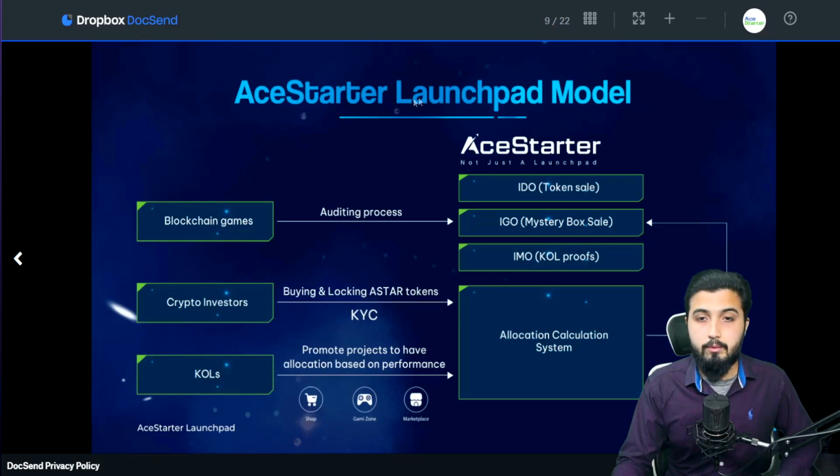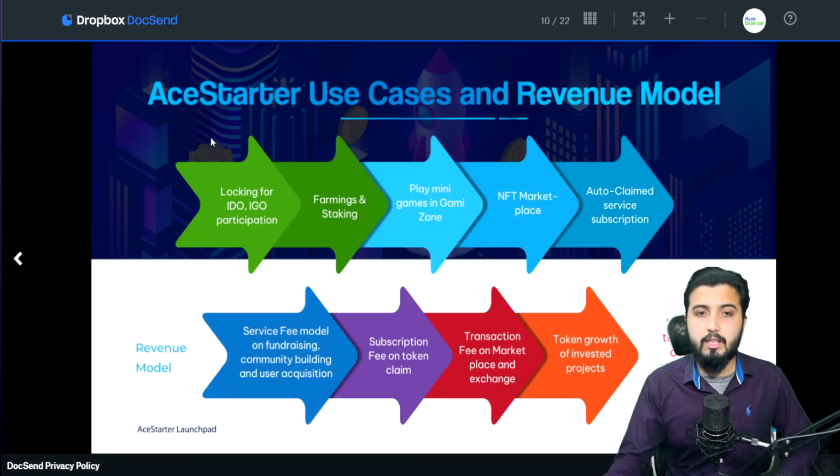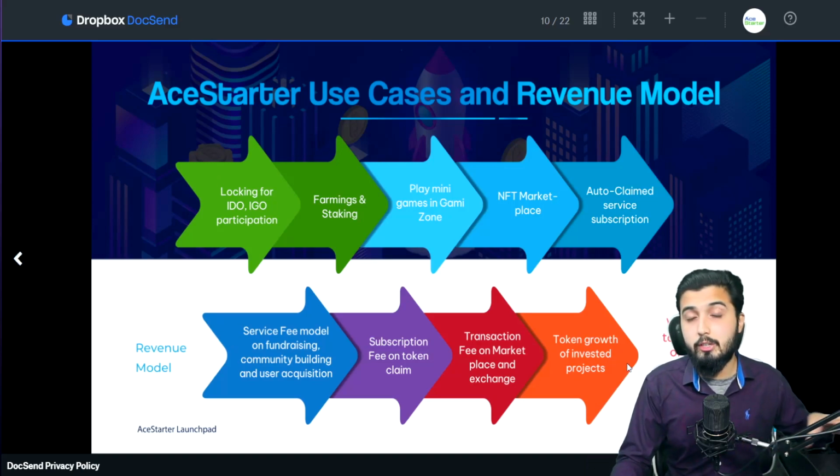And this is the Launchpad model, which explains the entire flow for the blockchain games and crypto investors and key opinion leaders. This is the revenue model, the use case of the ACEStarter token, for which the whitelist is currently live and you don't have much time left to it. So where it is going to be used, you can see there's a lot of ways and a lot of different areas where it will be used and which will be empowered eventually.